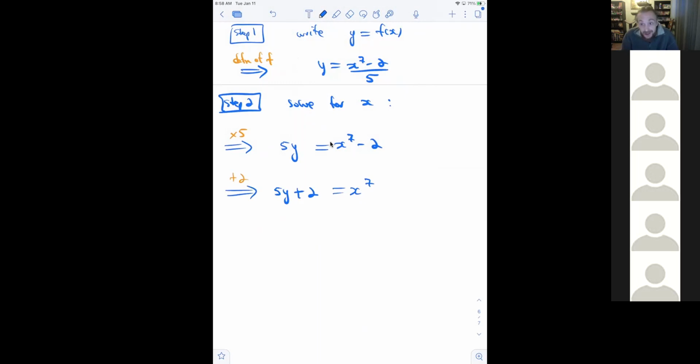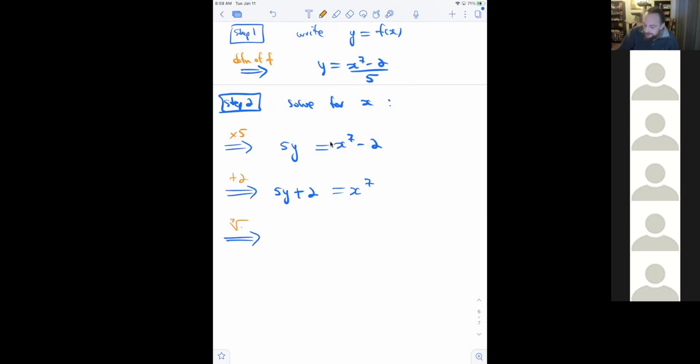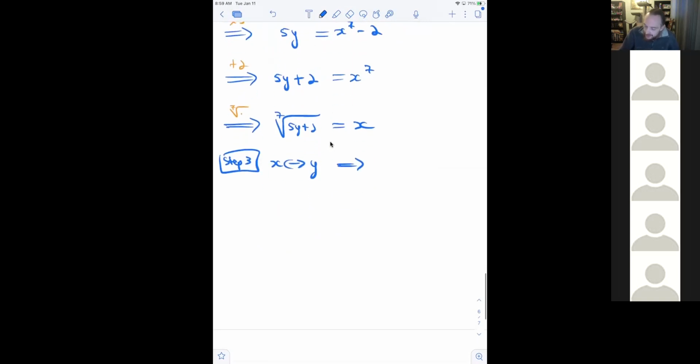And now what do I want to do? I have a power 7. It's odd, so I can invert 7th root. If I 7th root both sides, that gives me the 7th root of 5y plus 2 is equal to x. That's the inverse function. Step 3, interchange x and y, and this gives me f inverse of x is equal to the 7th root of 5x plus 2.